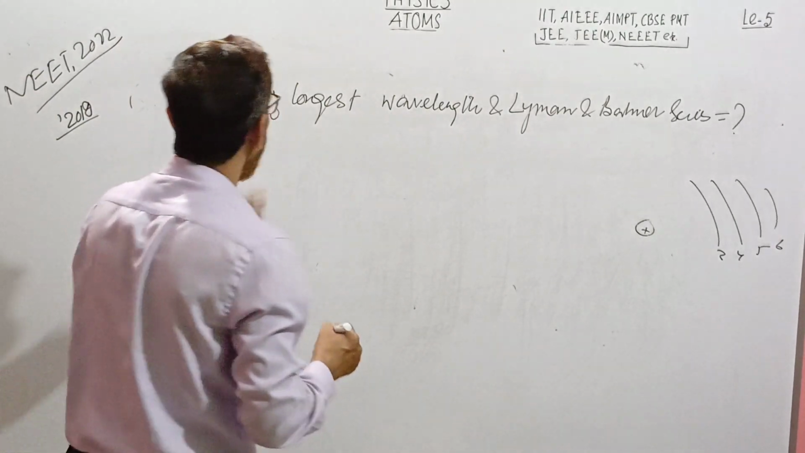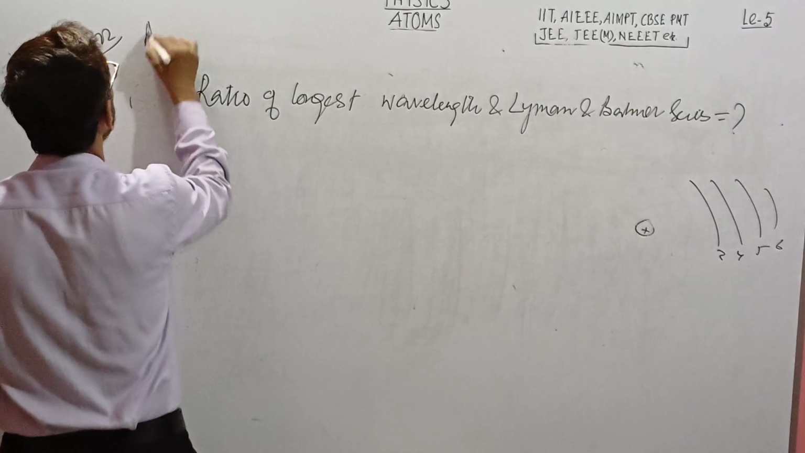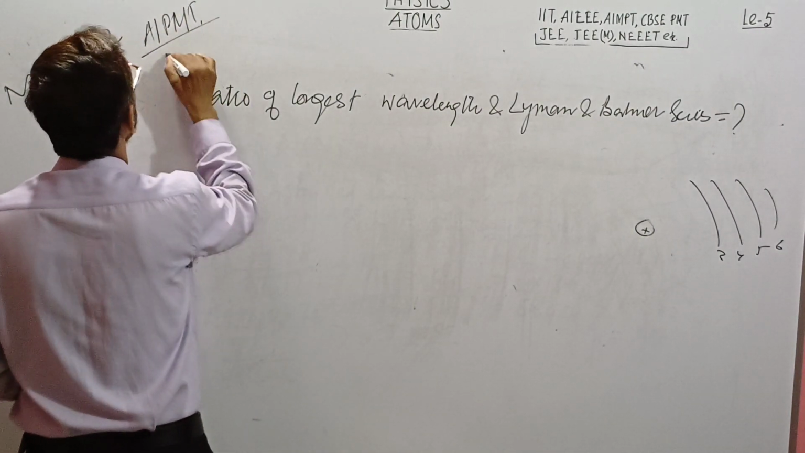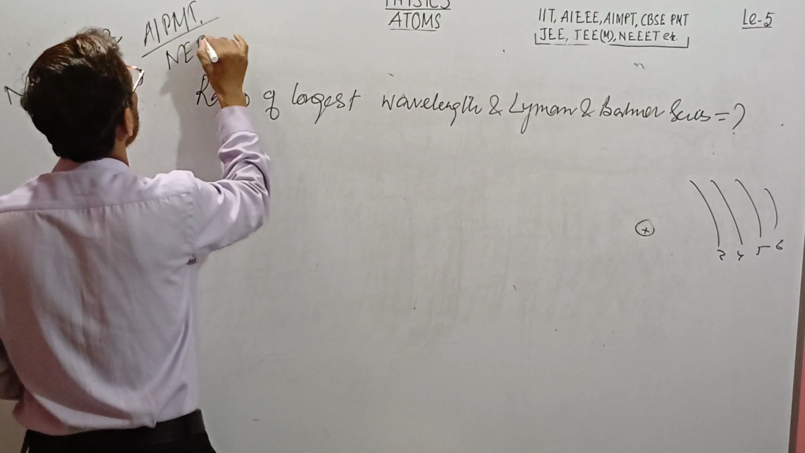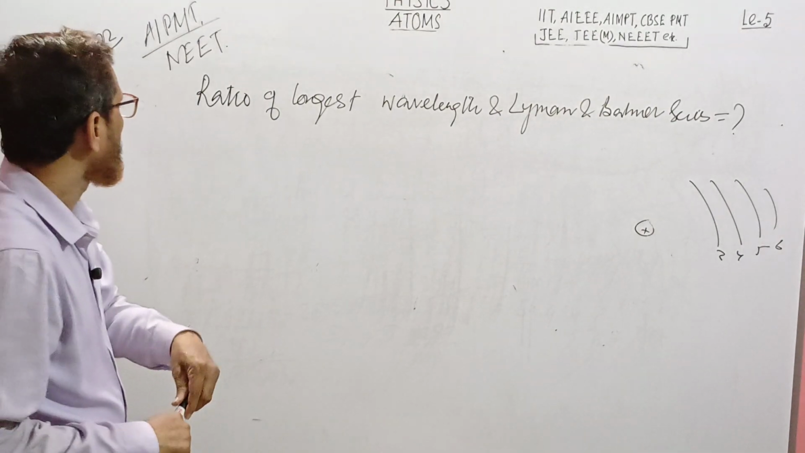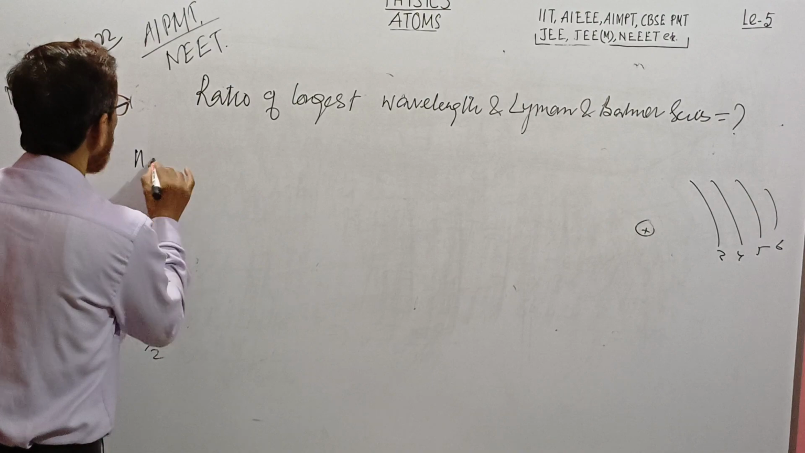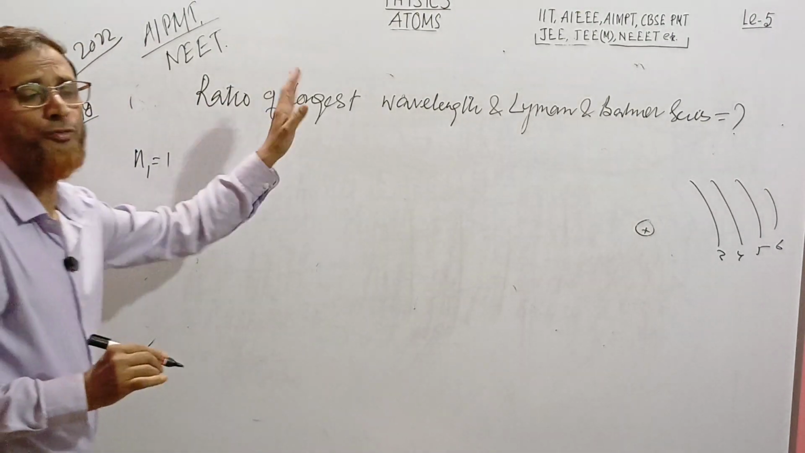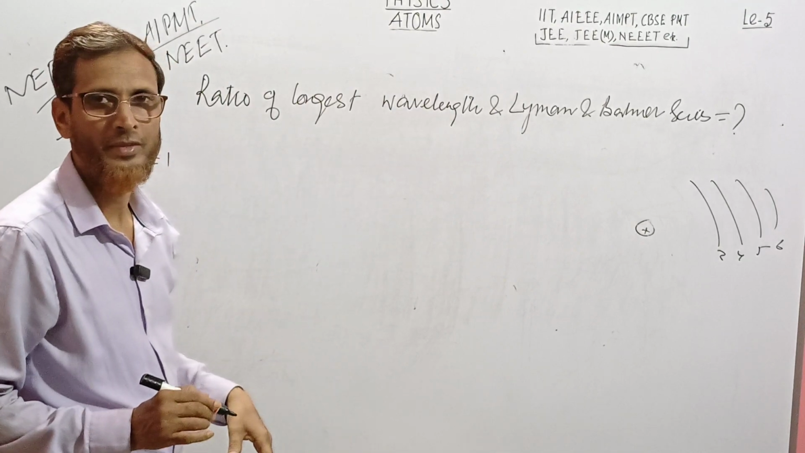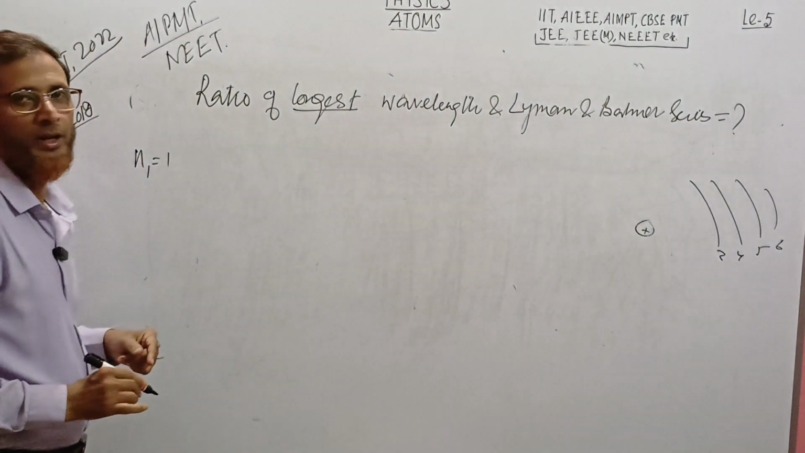Very interesting. The longest wavelength of Lyman and Balmer series, it is from AIPMT. The question was asked. So you see, what is Lyman? Lyman means n1 is equal to 1 and n2 is equal to 2, 3, 4, dot dot dot, infinity. We don't know where from it has come. Am I right? But here you are concerned with the longest wavelength.